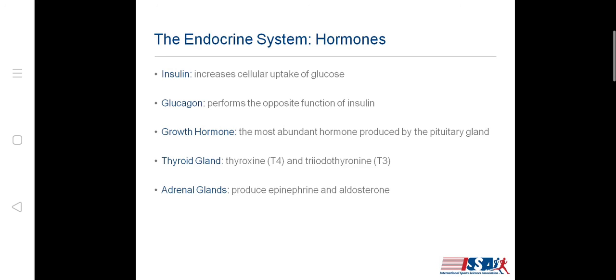The adrenal glands produce epinephrine, more commonly called adrenaline, which causes a fight or flight response. The glands also produce aldosterone, which regulates the reabsorption of salt in the kidneys. And that's it for the body systems for this lecture.